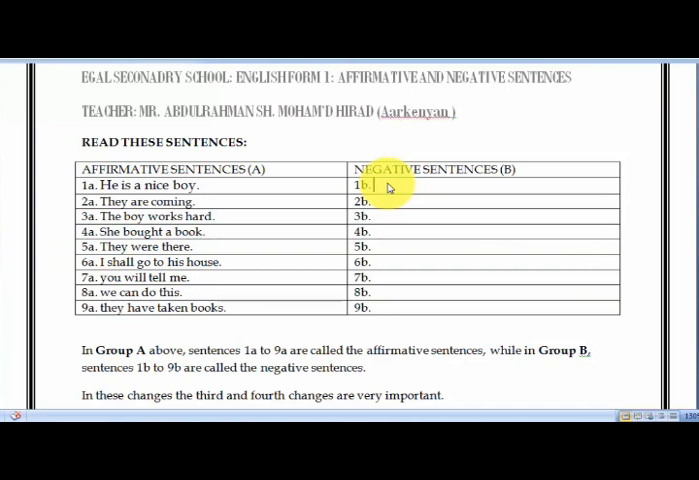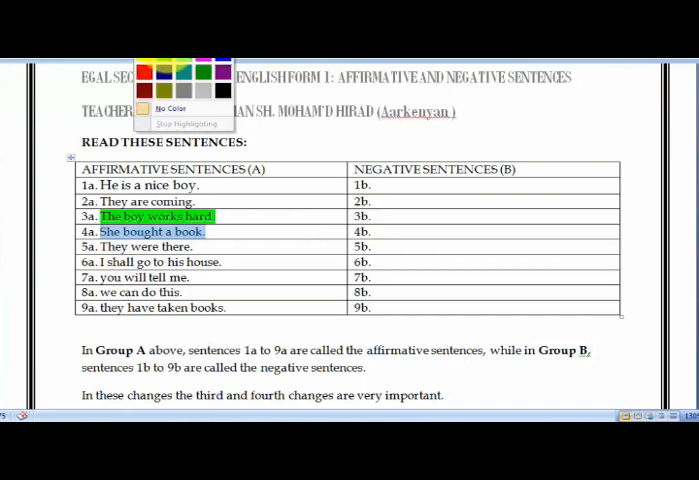But there are two sentences which most of the students found problems. One is this one, it's 3A. Most students found problems. And the next is 4A, where most of the students see a lot of problems. But the other ones are straightforward to do. For example, he's a nice boy. Just say he is not a nice boy.